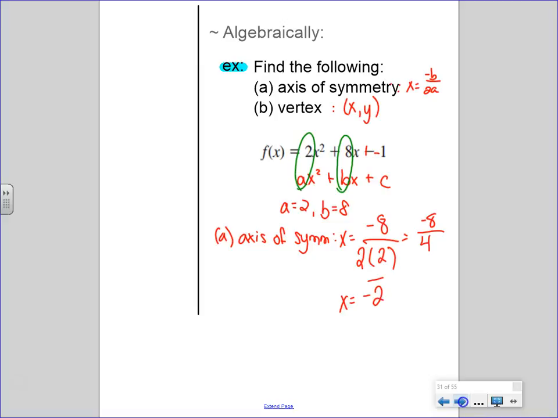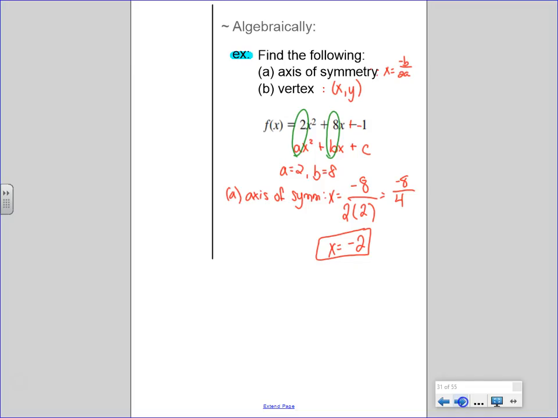negative 2. Where did the negative b come from? Plug it in to the b spot, and plug in the a to the a spot. Do we have our axis of symmetry? The answer is yes. Without a graph, awesome.